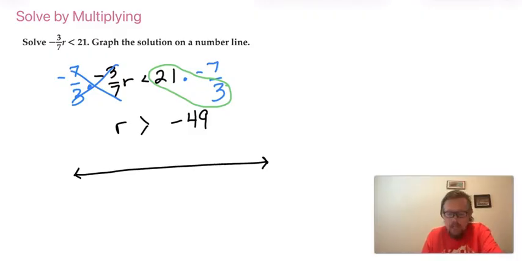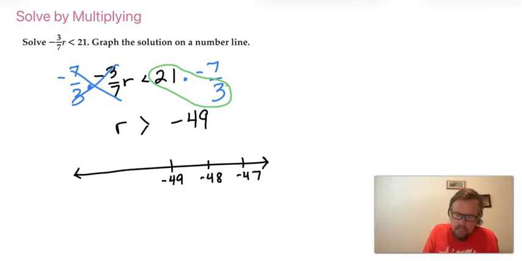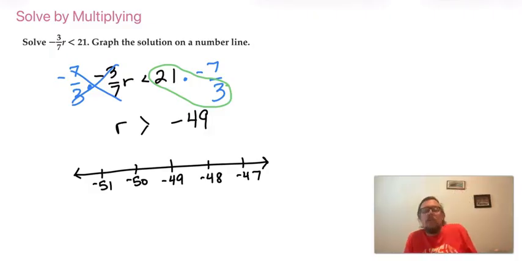Now we're going to do our number line. Since the point that we want to have in the middle right there is -49, let's do that here. And then we'll just go up a little bit and down a little bit. So we want to put our circle on -49. Will this be an open circle or will this be a closed circle?